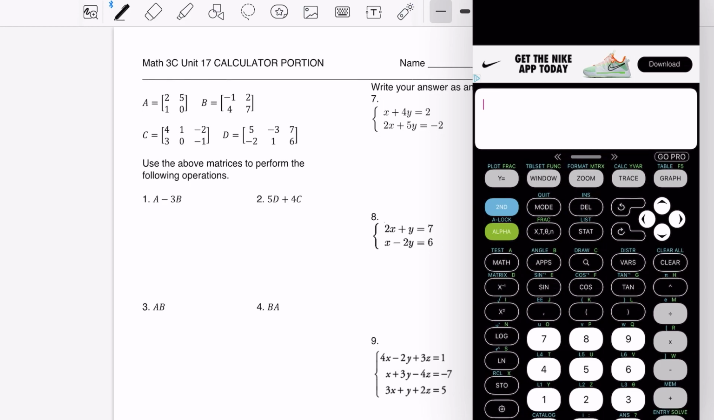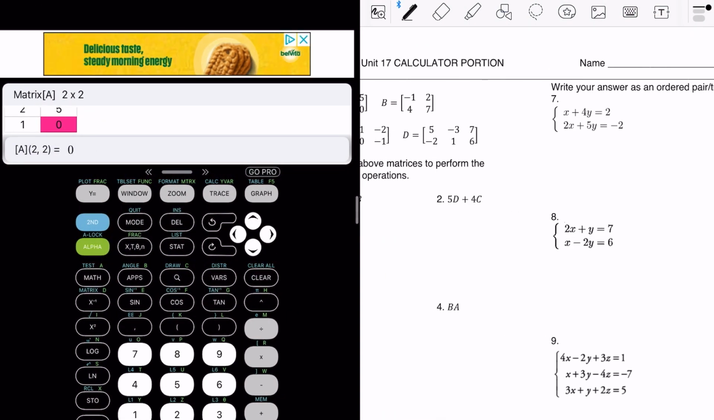Alrighty, for this portion, we are going to use our calculator. So we are going to hit second matrix to pull up the matrix app, and I'm just going to go ahead and enter all of these in. So I scroll over to edit, and then the first matrix is going to be a 2 by 2, and then the numbers for that are going to be 2, 5, 1, and 0. And then you can kind of see that there.